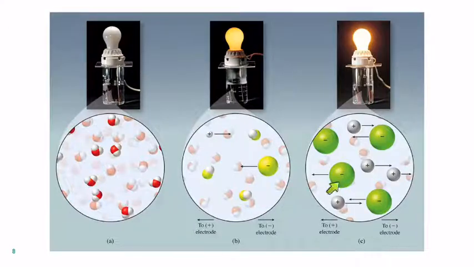In a strong electrolyte, all of the molecules ionize, or all of the ions dissociate, and so we have more ions present. More ions present can carry more electrical current, and the light bulb will glow brightly. So strong electrolyte, strong light bulb. Weak electrolyte, weak glowing light bulb. Non-electrolyte, non-glowing light bulb. Any questions?